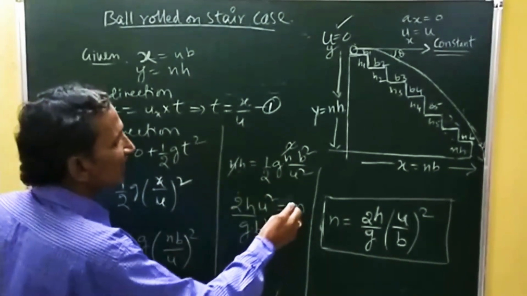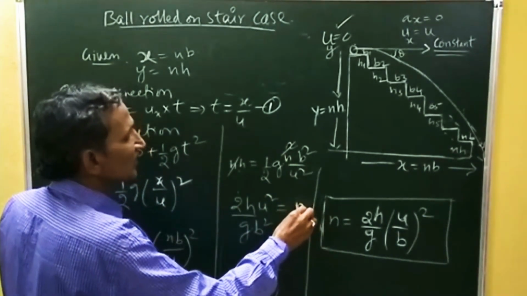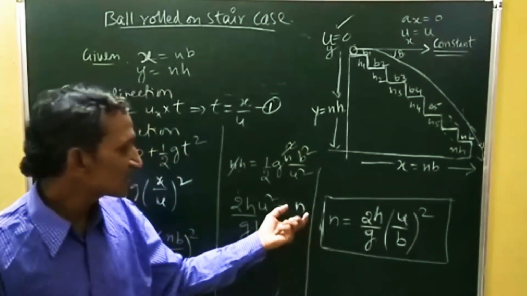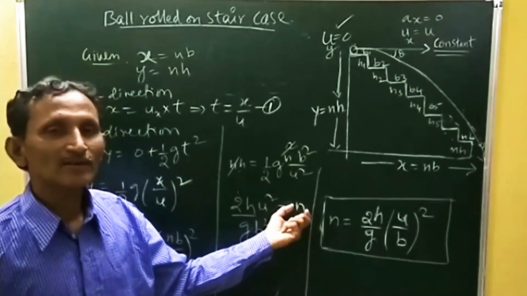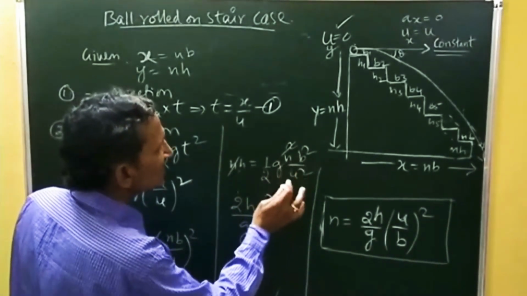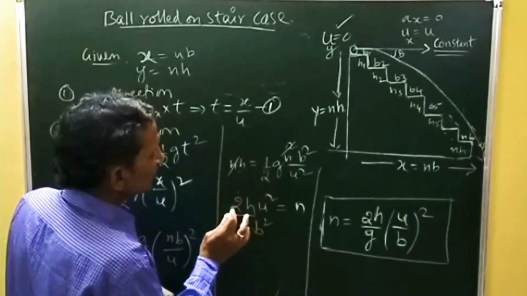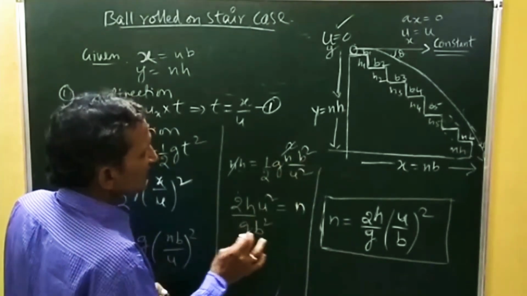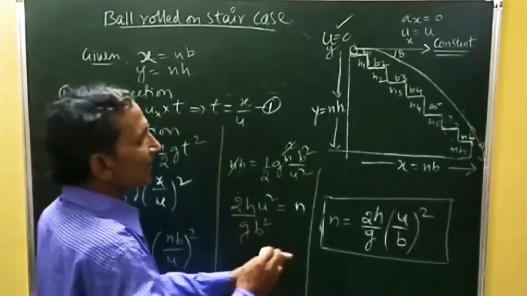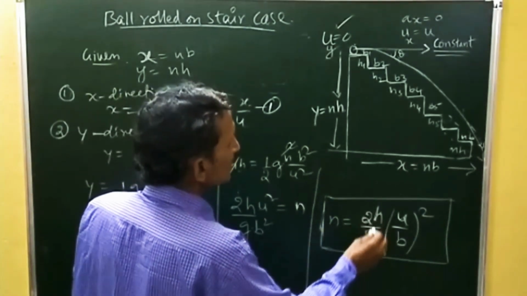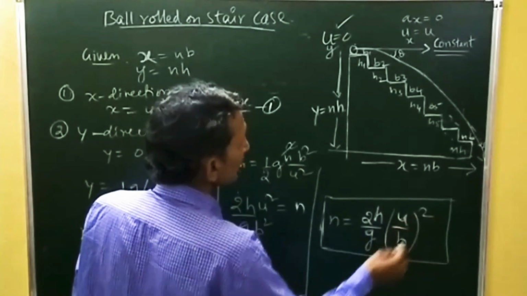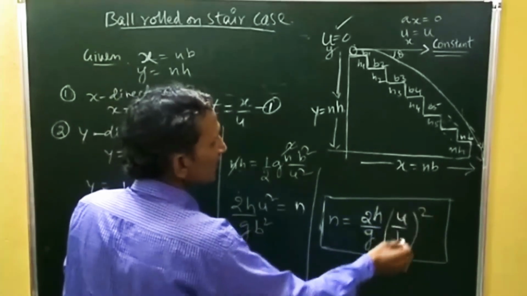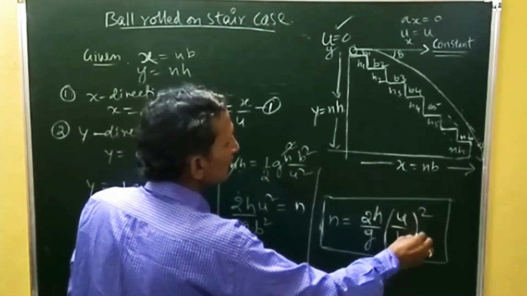So the required part, what we want: n stands for on which step the ball is going to hit first. So if you separate the n value here, 2h goes to the numerator with u square, and gb square is the denominator. So this is the relation: n is equal to 2h by g, u square by b square, or you can write it as u by b whole square.